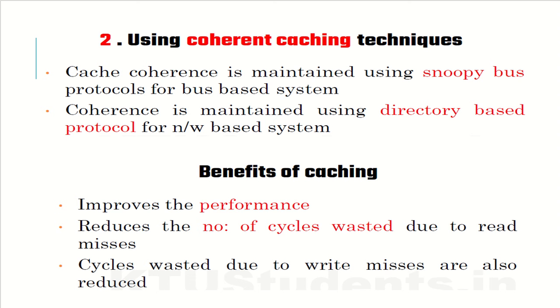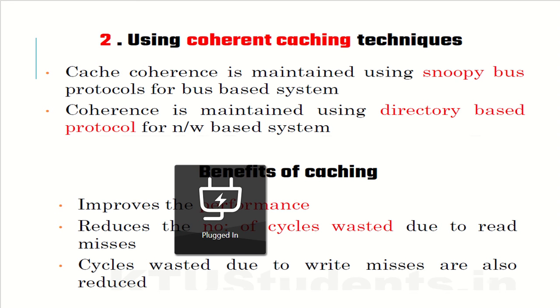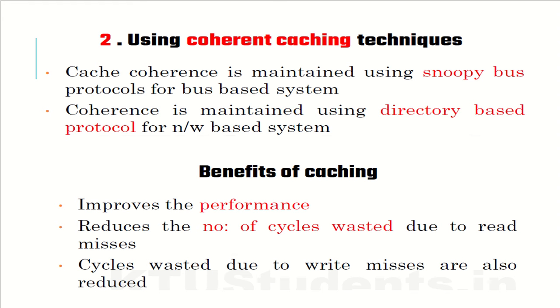So that is about the coherent caching techniques that we have adopted for reducing the latency. Now, about the benefits of this caching approach, as we know, this will reduce the latency. By reducing the latency, you can improve the performance. Then the number of cycles being wasted can be significantly reduced, because we are having cache coherence, which means you can reduce the number of read misses, so the number of cycles wasted can also be significantly reduced.